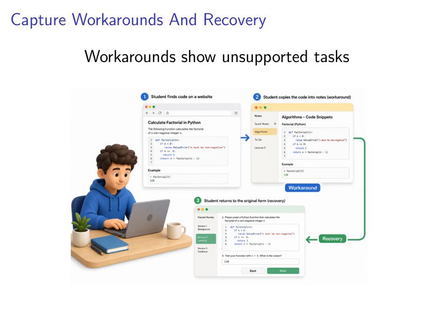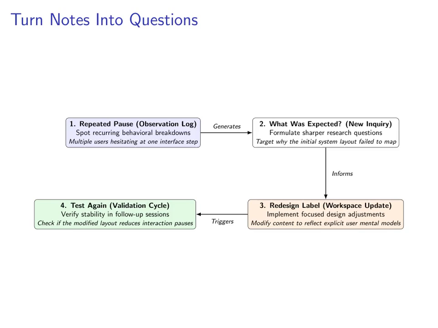Workarounds show how users keep moving when the system does not support them well. A user might open a second app, write information on paper, use search instead of navigation, or ask someone nearby for help. Recovery steps matter too. They show how users repair errors. These moments point to places where the design can better support real tasks.